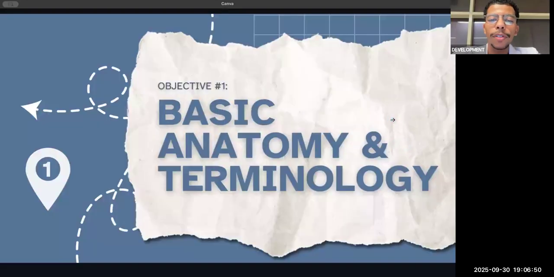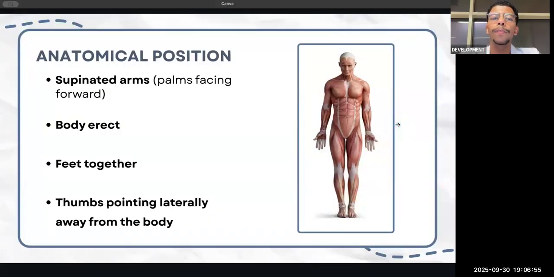Okay, so our first objective is basic anatomy and terminology. This is going to be really easy, and it's going to be quite quick too. So first things first, anatomical position. Your anatomical position is the body should be erect, okay? Your arms should be supinated, so the palms are facing forwards, or if you're lying down, the palms should be facing upwards. And your feet should be together, and the thumbs are pointing to the sides. As you guys can see here in the picture, the palms are facing forward, the body is erect, feet together, and thumbs outwards, or laterally to the side.